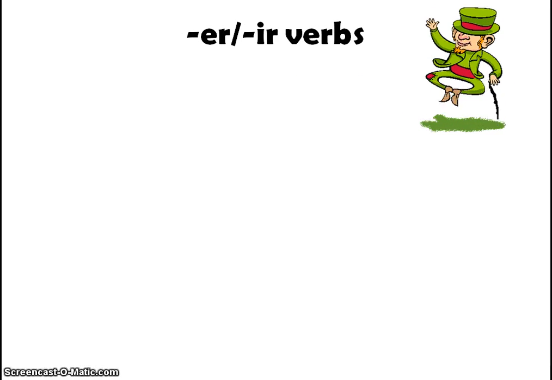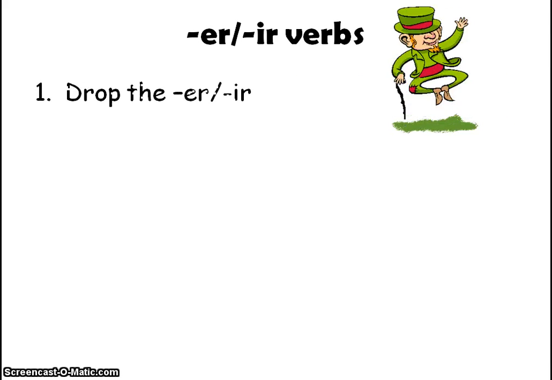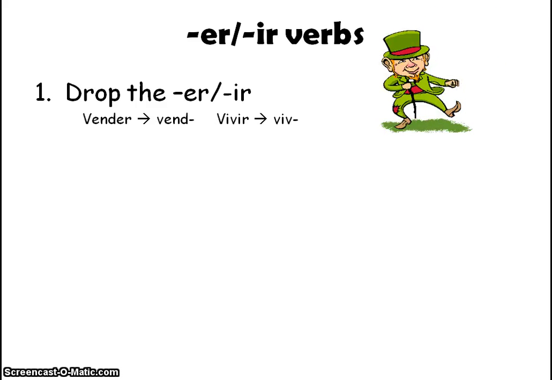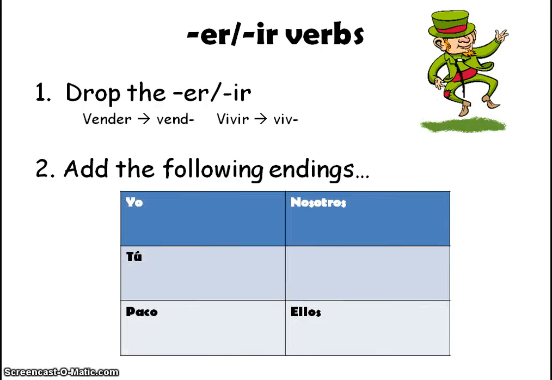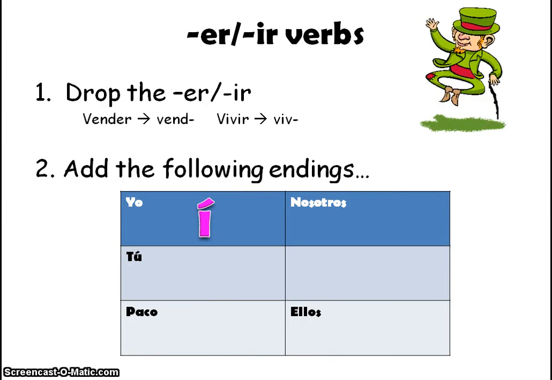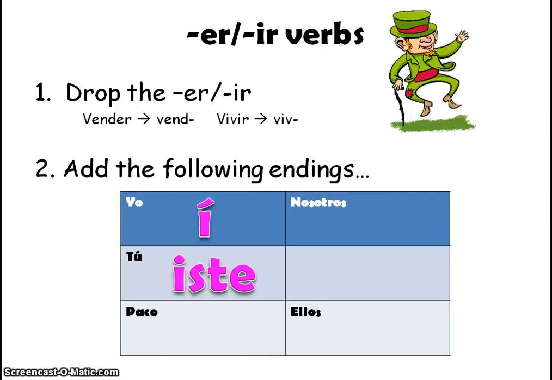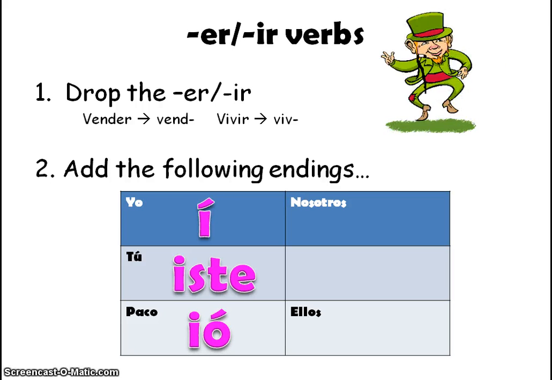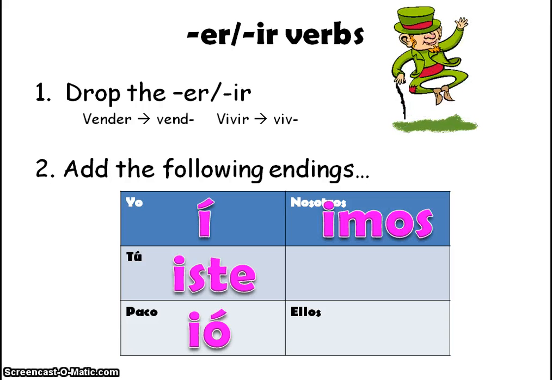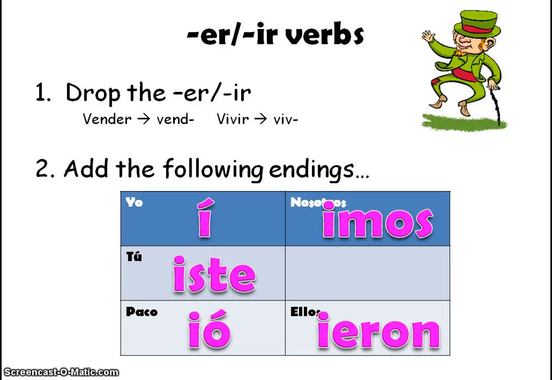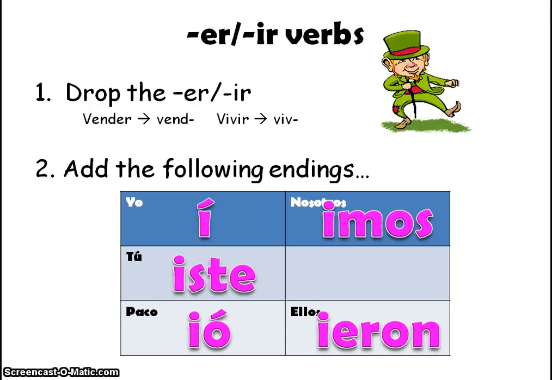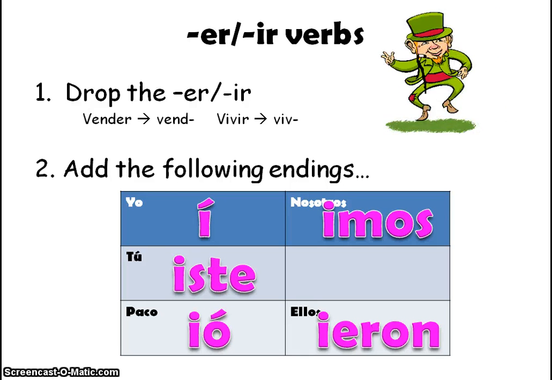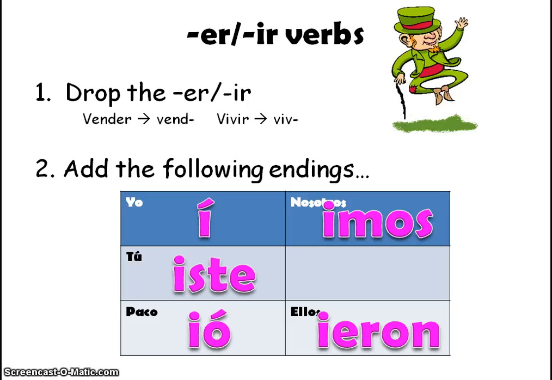If you're ready to move on, we're going on now to ER and IR verbs. Just like AR verbs, we first need to drop the ER or the IR. Next, we'll add the following endings. The yo form is í, tú, iste, Paco, él, ella, usted, ió, y yo, nosotros, imos, ellos, ellas, ustedes, y-yeron. Just like with AR verbs, make sure you don't forget the accents on the yo form and the Paco form, and notice that the accent is on the O in the Paco, él, ella, usted form.